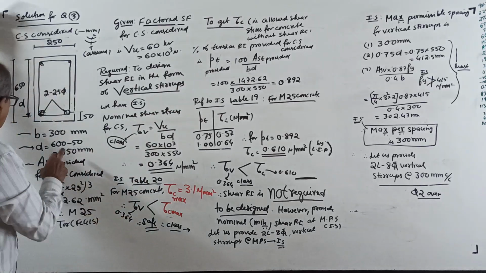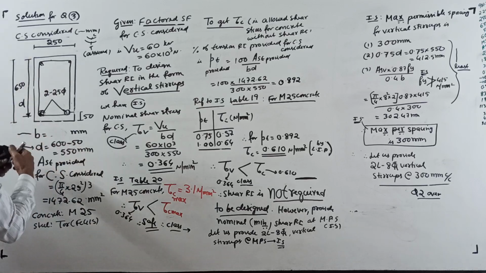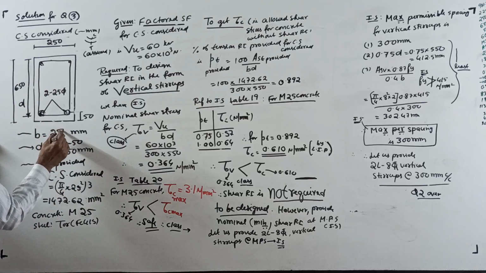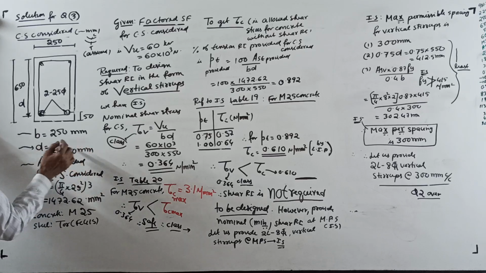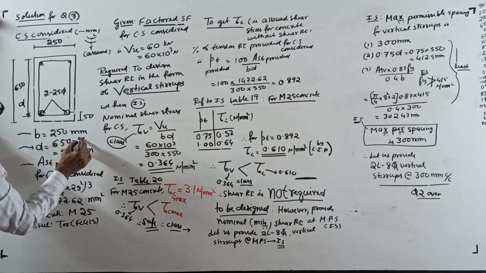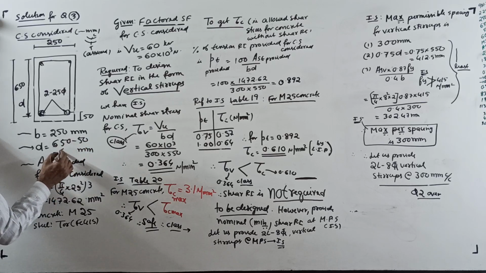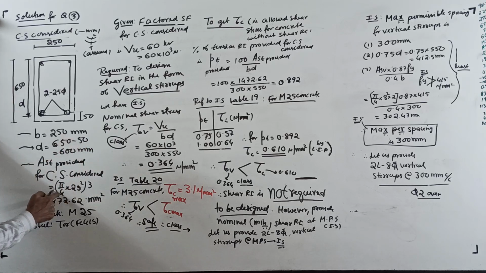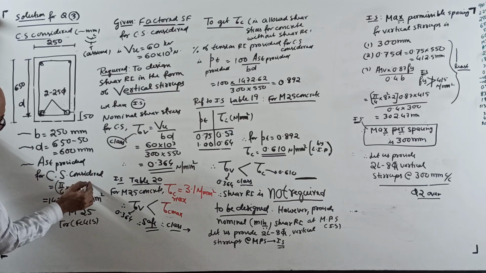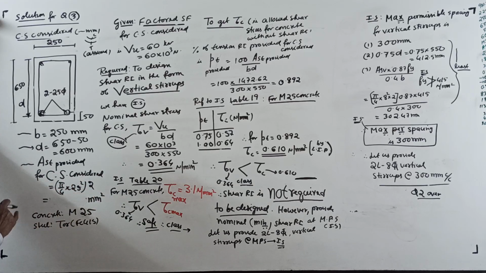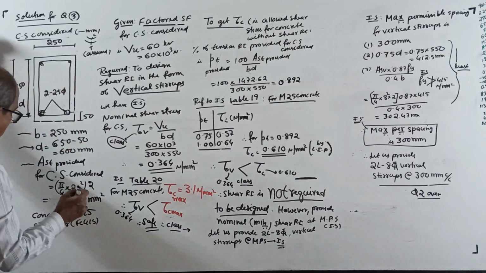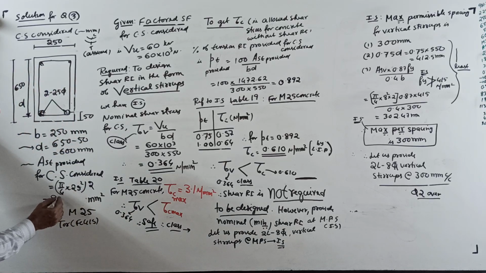Okay. Now, B is 250. D is 650 minus 50, which is 600 millimeter. AST, pi by 4 of 25 square into 2, is 981.75 mm square. This, see, I am saving time.